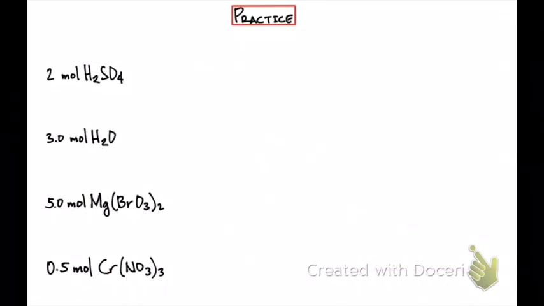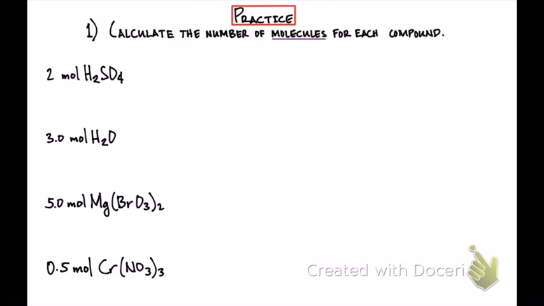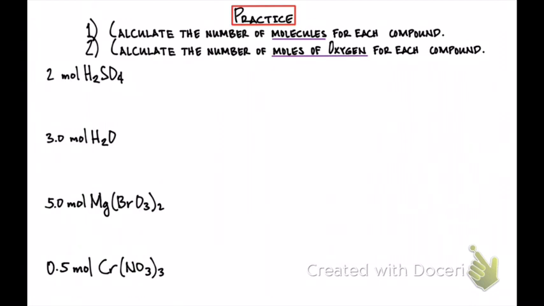All right, so let's do a little practice here. Again, you can pause this video if you want to try it out yourself, or you can just follow along. So the first question here is calculate the number of molecules for each compound. And the second question here is calculate the number of moles of oxygen for each compound. All right, so looking at the first one here, we have 2 moles of H2SO4, sulfuric acid. How would you calculate the number of molecules for this compound?